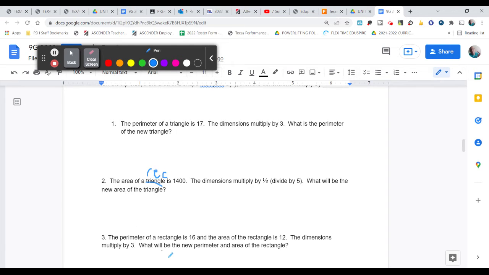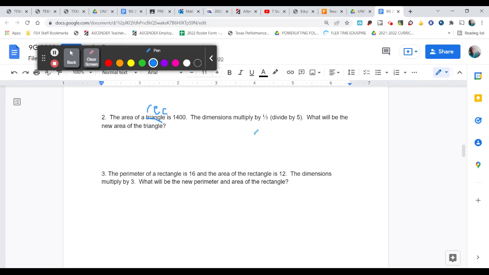So if we have the area of a rectangle is 1400, let's just say hypothetically, 1400 is 140 times 10. So let's do 10 and 140. So the dimensions are 10 and 140. You with me on that? Okay. So if the dimensions multiply by 1/5, which means they divide by 5, now what I'm going to have is a thing with 2 there, and then 140 divided by 5 is 28 right there.